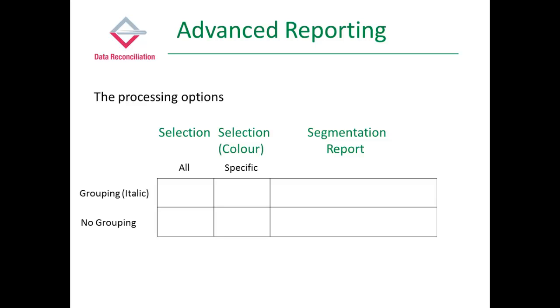The processing options include using the italic indicator, which can be used to report on a grouping of values for all records or a grouping of values for specific records. This will produce the detailed segmentation report. When not using the italic indicator, all records are processed. Alternatively, specific values will only process those records. The segmentation report will not be produced.